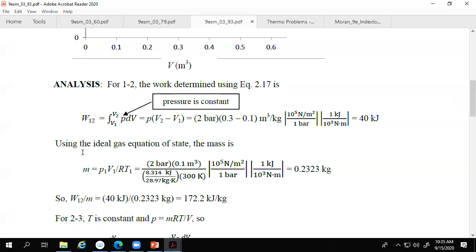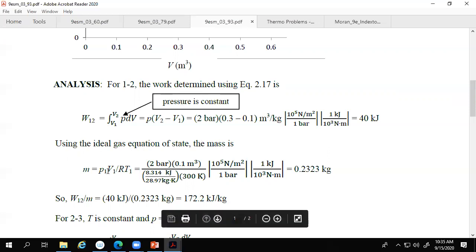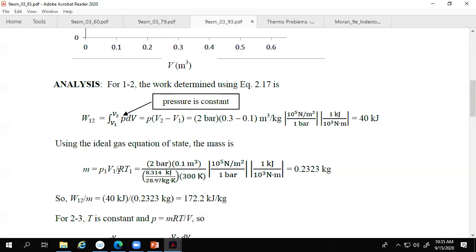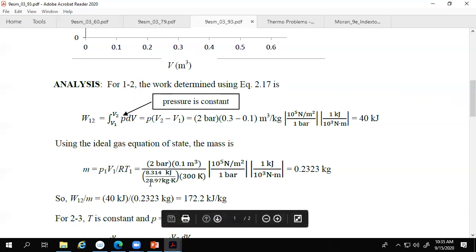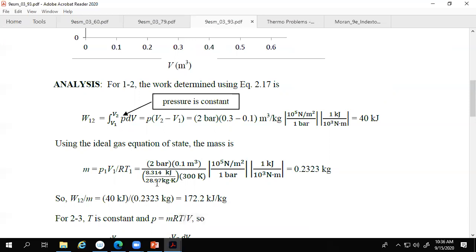Let's see. So using the ideal gas equation of state, we're just going to solve for mass. P1 V1 divided by RT1 will be M. Again, just plugging in the values, we've got 0.2323 kilograms is the mass. And this is air. Note the molecular weight of air, 28.97. Before we had oxygen and it was 32. So you have to tailor that universal gas constant for whatever gas that you have in that cylinder.